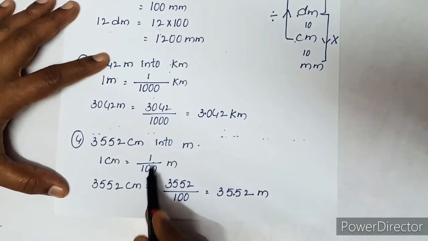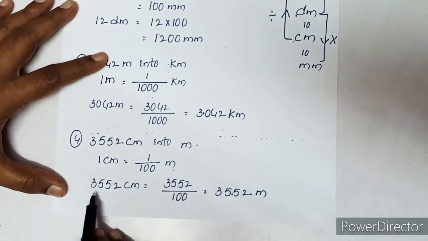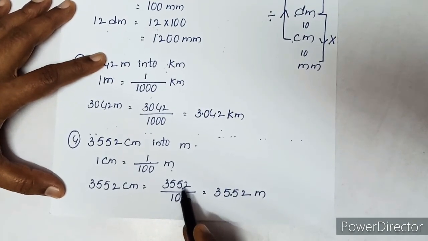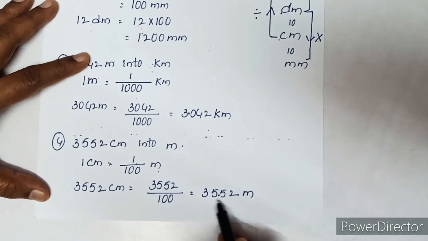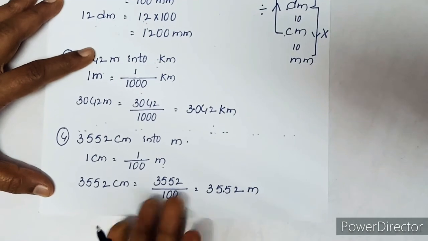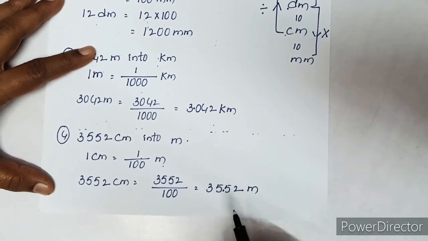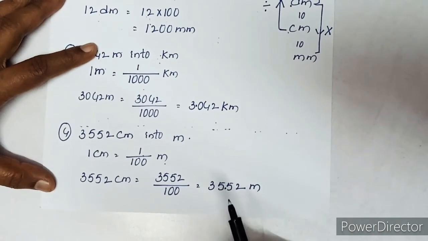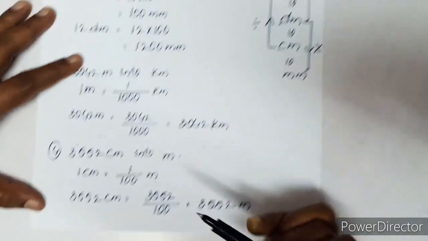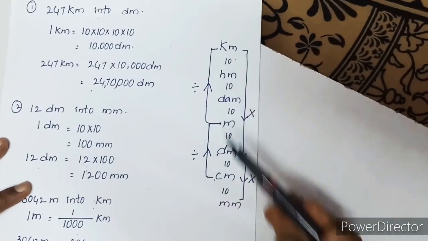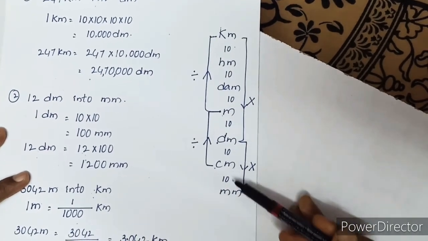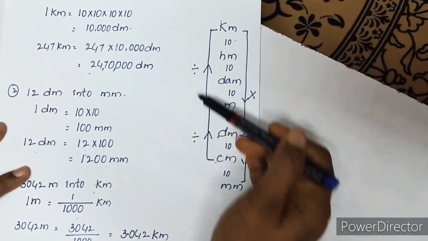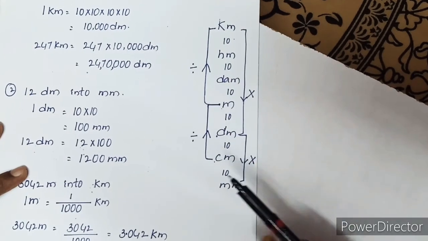Now once again listen, we are converting centimeters to meters. 1 centimeter is equal to 1 by 100 meters, and 3552 centimeters is equal to 3552 by 100, which is 35.52 meters. If you don't know how to place these points, you can directly divide and then write as a decimal number. This is how to convert from higher unit to lower unit and lower unit to higher unit. Always remember, when you are converting from higher unit to lower unit, that means you will be moving down, then you need to multiply, and smaller unit to higher unit, that means you will be moving in the upward direction, that time you need to divide.